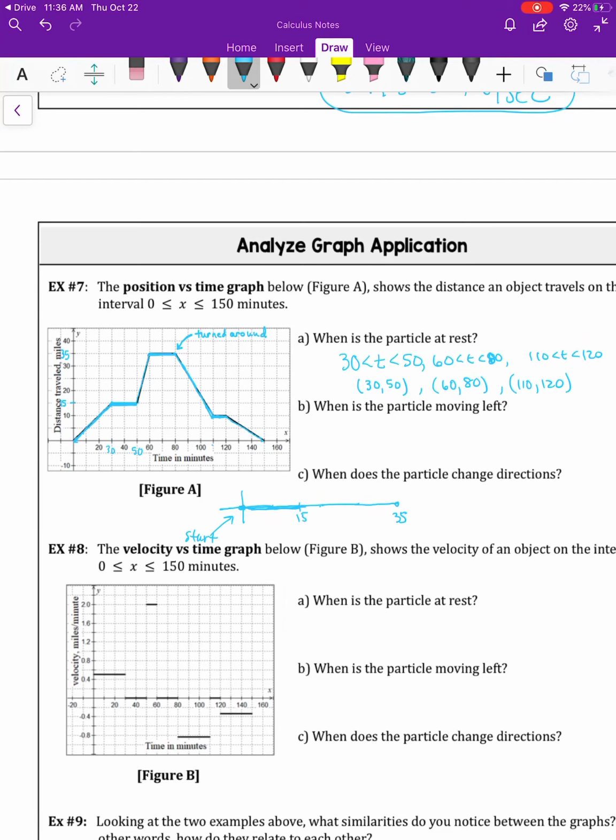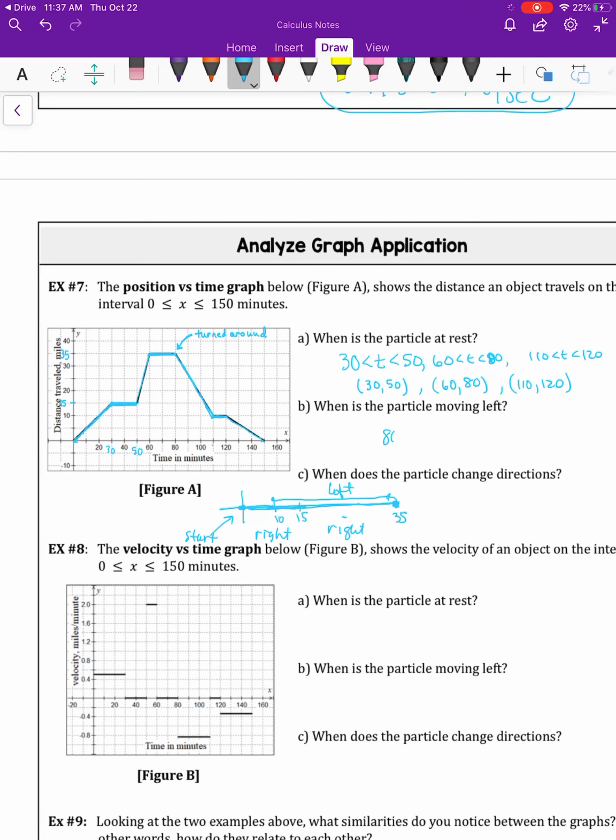And it moved to 15, it stayed there for a little bit, and then it moved all the way to 35, right? Stayed there. And this whole time, it's moving to the right. So it moved to the right to 15, then all the way to 35. Then it stayed at 35 for a while. But then when it turns around, now it's moving left, right? It's moving left all the way, and then it got to 10, and it stayed there for a minute. So this is all left-hand movement.